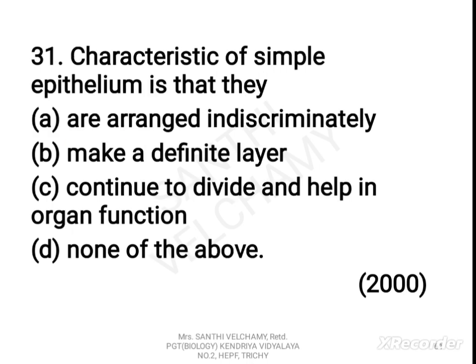Now next question. A characteristic of simple epithelium is that they A. are arranged indiscriminately, B. make a definite layer, C. continue to divide and help in organ function, D. none of the above. The correct answer is B, make a definite layer. Simple epithelium consists of a single layer of cells resting on a basement membrane. This makes a definite layer.